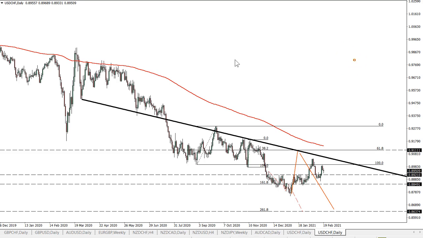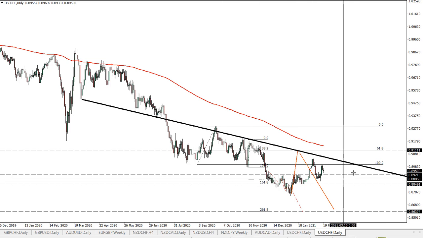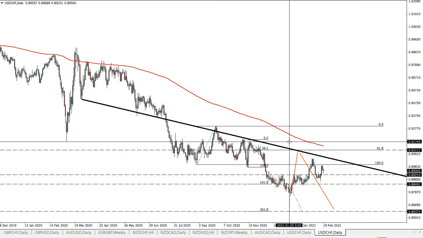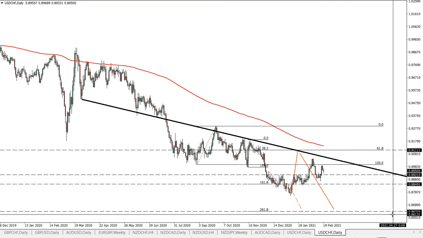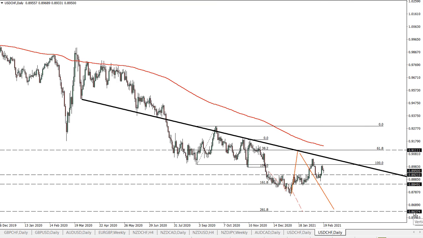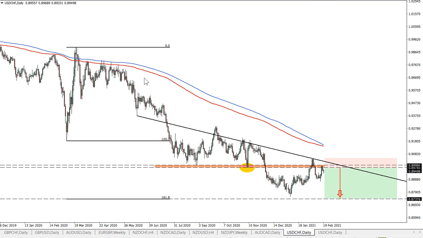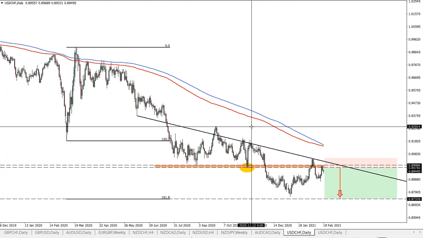So this is the old analysis we did on the dollar Swiss franc, and as you can see we did expect the continuation of the downtrend. And the downside potential support is at 0.8637. Now we made another analysis, so basically this is the renewed one, and let's go through that.